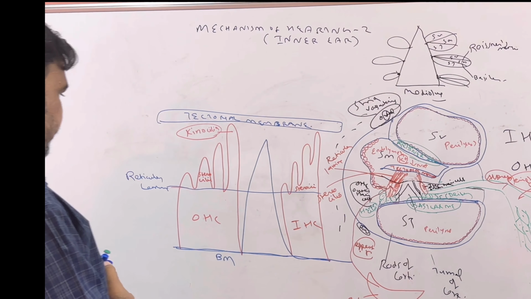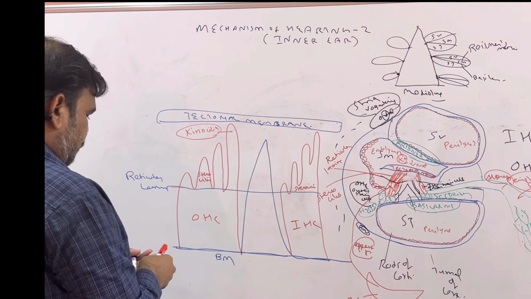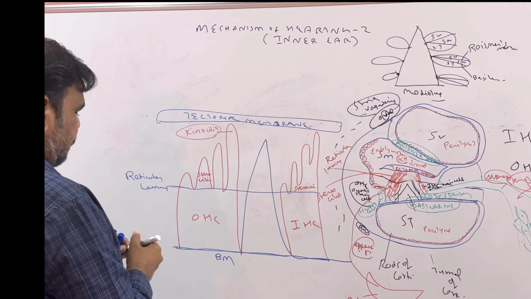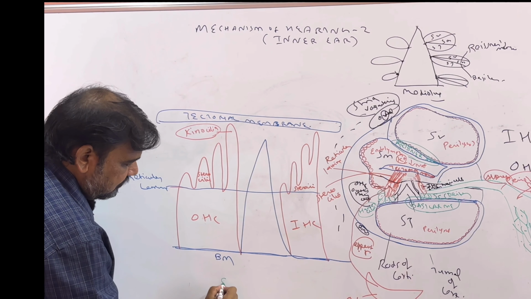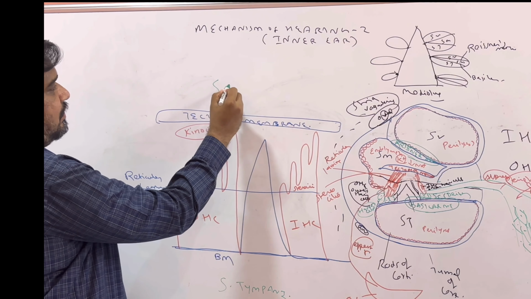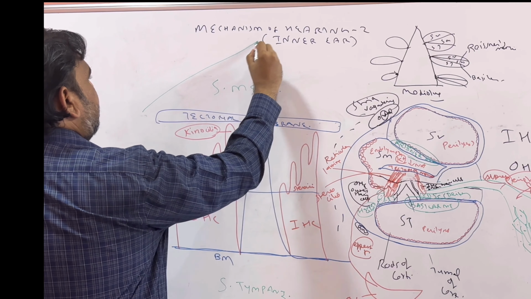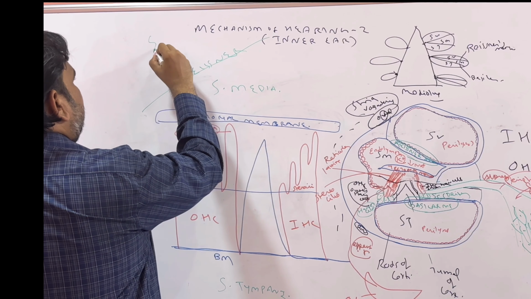Now coming to the mechanism, what will be above? You can pause the video and answer. So what is this region? So this is scala tympani. This is scala media. And here will be another membrane which will be Reissner's membrane, and this will be scala vestibuli.